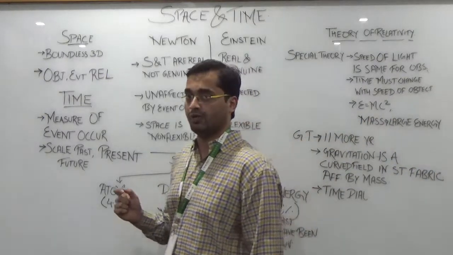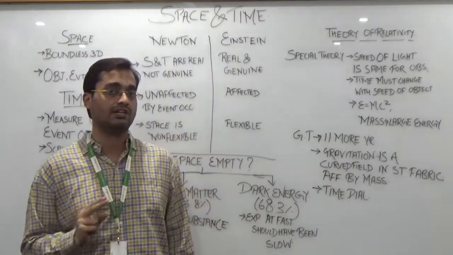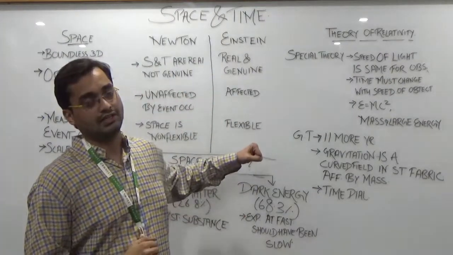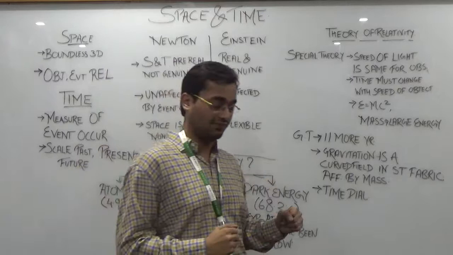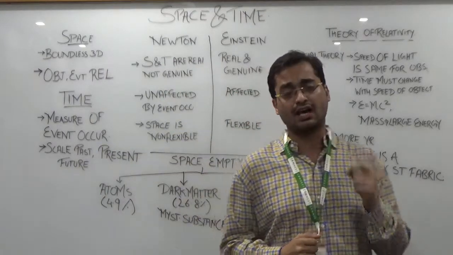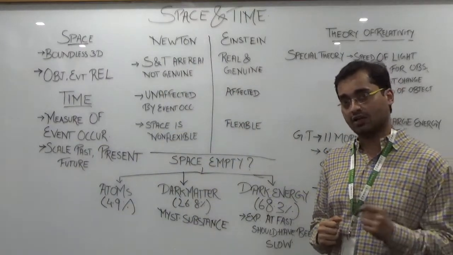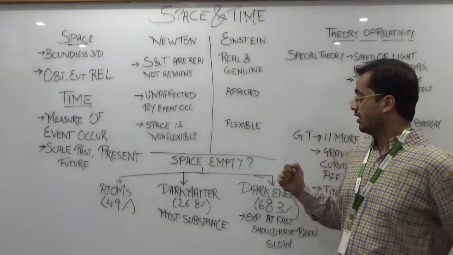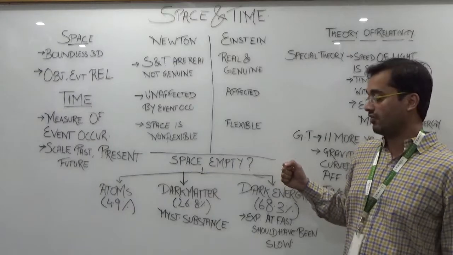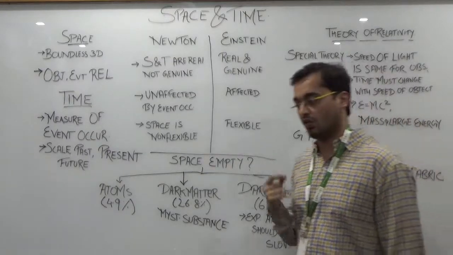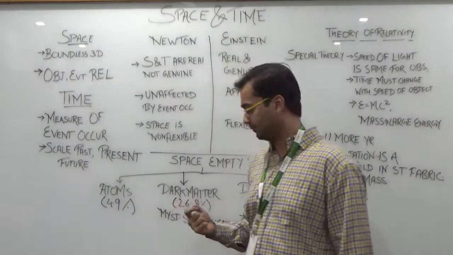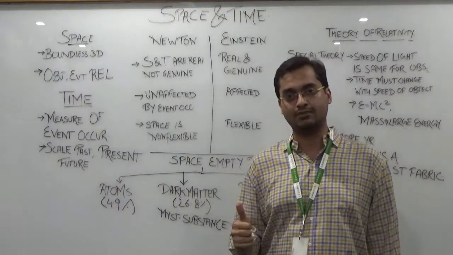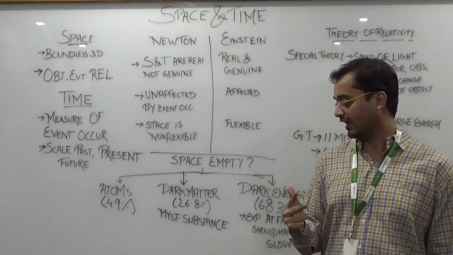He also made the point that yes, space and time do get affected by the events occurring in them. And the last thing that he said was that space and time are flexible. That is, they are ever expanding, they can contract in shape and they can be changed. That takes us to the point whether space is empty or how it changes its shape. The whole space is made up of three components, that is atoms, dark matter and dark energy.